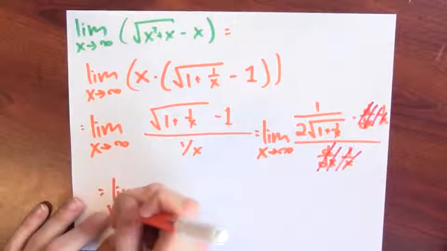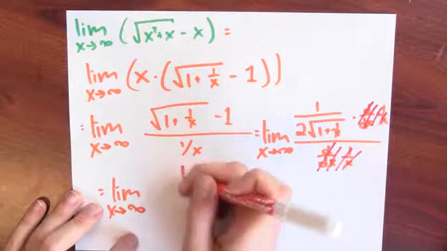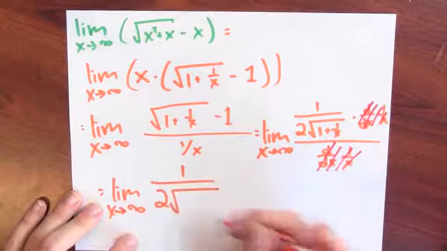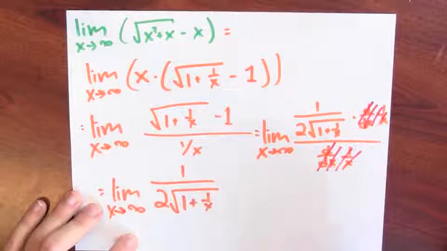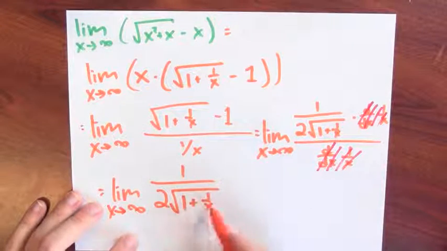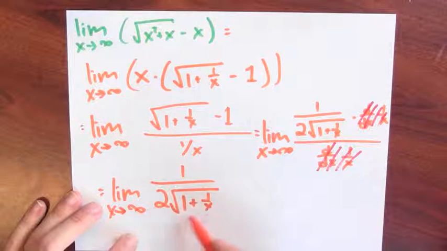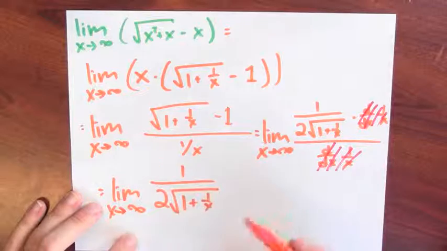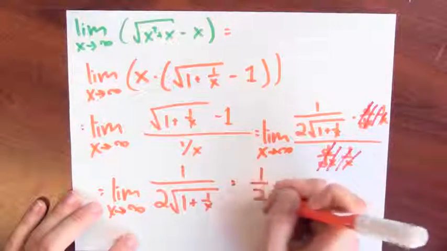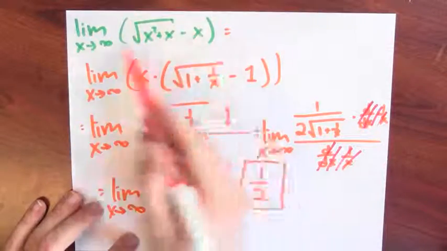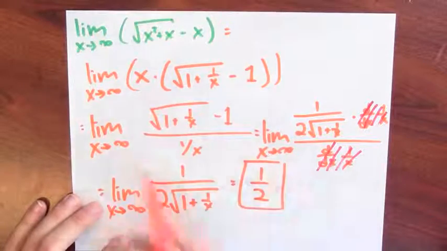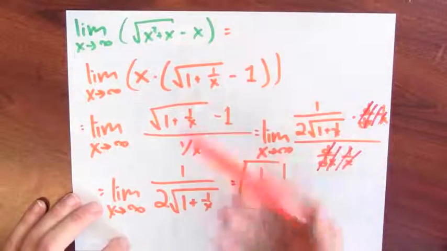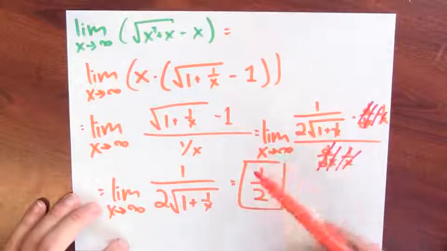So I should be looking at the limit as x approaches infinity of 1 over 2 square root of 1 plus 1 over x. Well, what's 1 plus 1 over x as x approaches infinity? That's just 1. So this is 1 over 2 square root of a number close to 1. This is 1/2. And indeed, this original limit really is 1/2. I mean, honestly, we didn't need L'Hôpital to calculate that, but we could use L'Hôpital if we wanted to evaluate this limit. Okay, let's summarize all the possibilities.